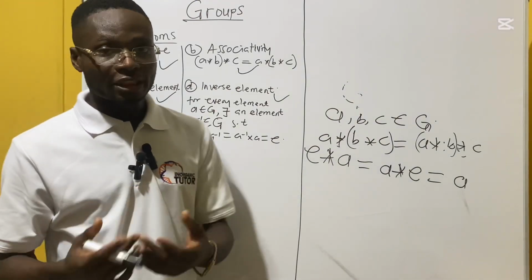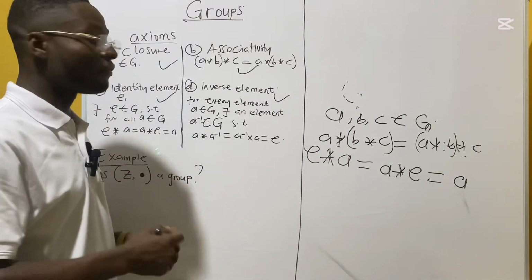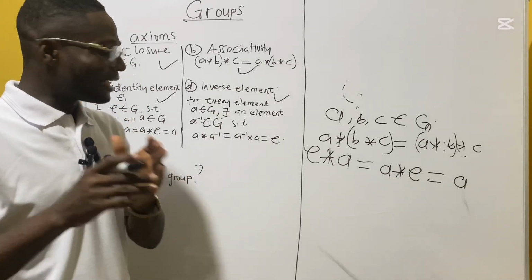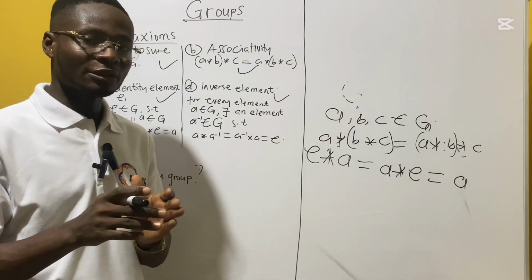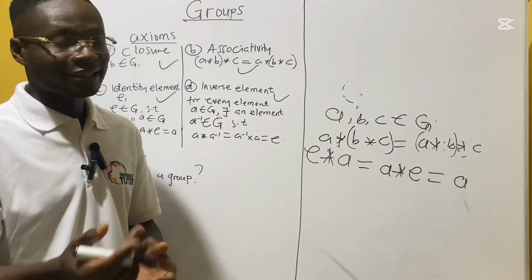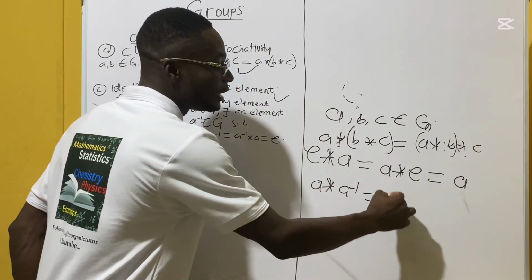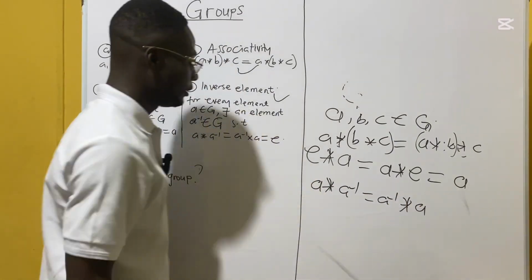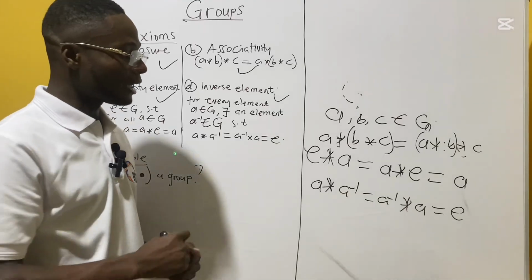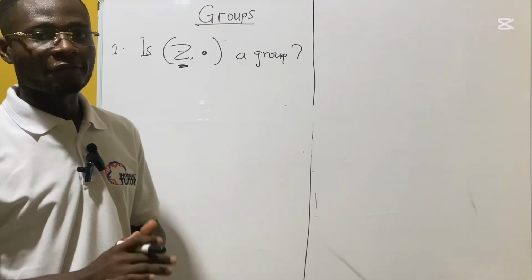When you talk about the inverse, it is when for every element A that belongs to G, there is an element A inverse that also belongs to G, such that when you take A star A inverse, it should be equal to A inverse star A, and that should be equal to your identity element. That clears the concept of a group.